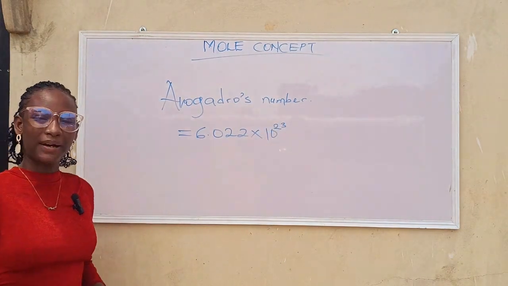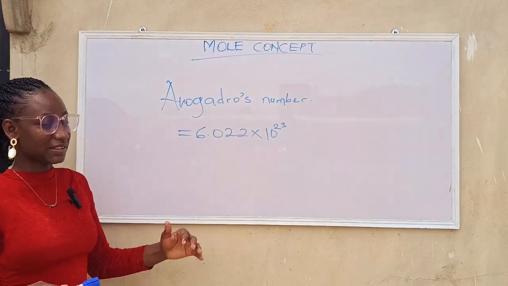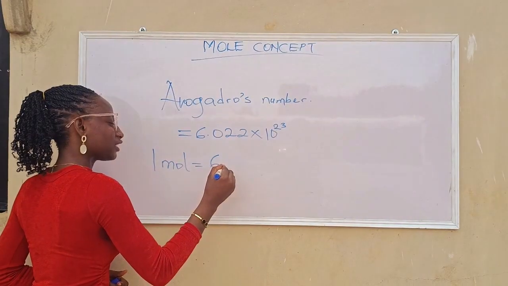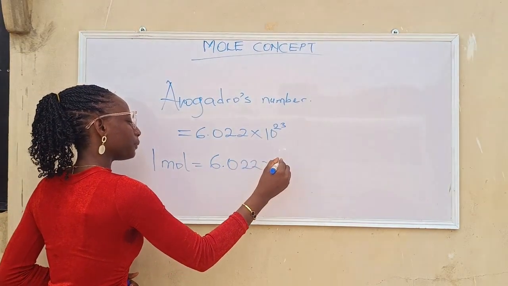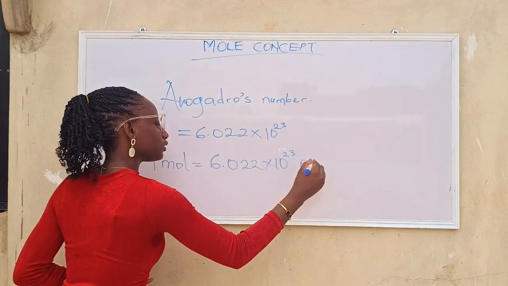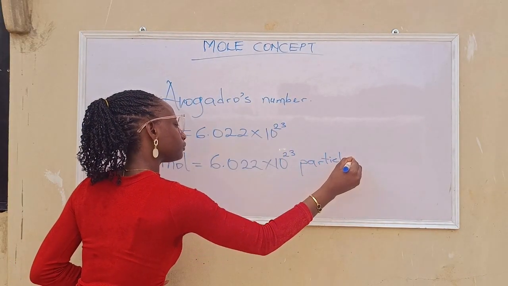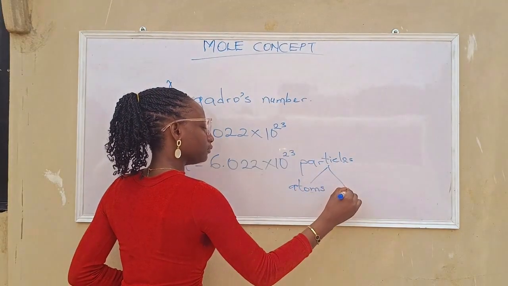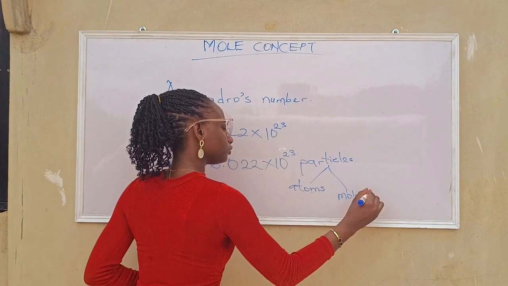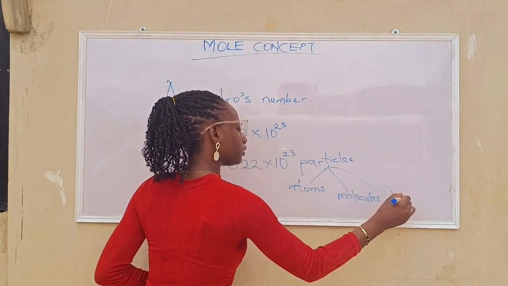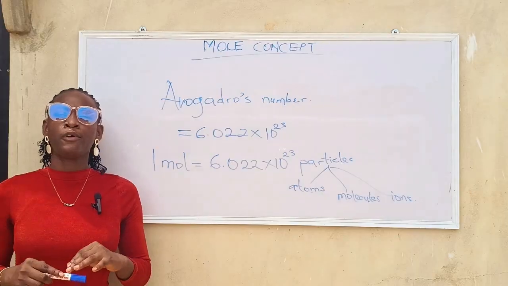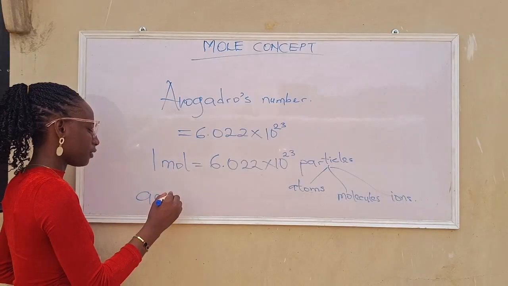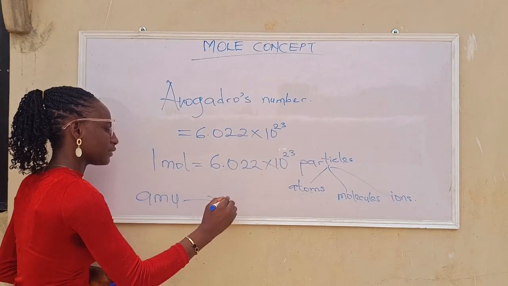So this number is very big. You can imagine how big it is. So we can say 1 mole is equal to 6.022 times 10 raised to the power 23 particles, and these particles can mean atoms, molecules, or ions. I want you to see Avogadro's number as a way we can transition from AMU, which is atomic mass unit, to grams.